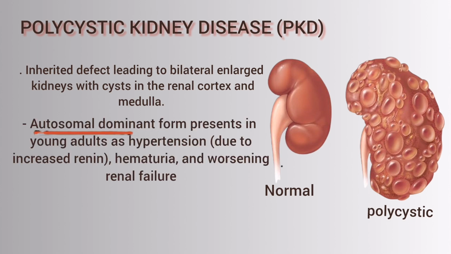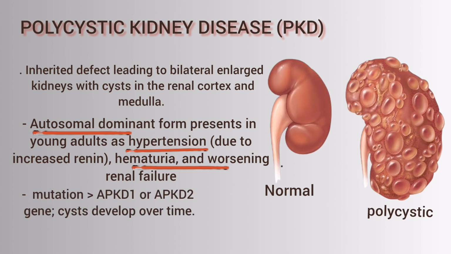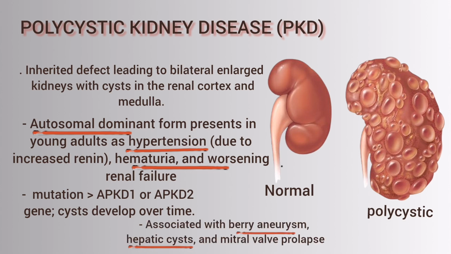The next is the autosomal dominant form of polycystic kidney disease. The autosomal dominant form presents in young adults as hypertension due to increased renin, hematuria, and worsening renal failure. The autosomal dominant form is due to a mutation in the PKD1 or the PKD2 gene. Cysts develop over time. This is associated with berry aneurysm, hepatic cysts, and mitral valve prolapse. So this is high yield: the autosomal dominant form of polycystic kidney disease is associated with berry aneurysm, hepatic cysts, and mitral valve prolapse.